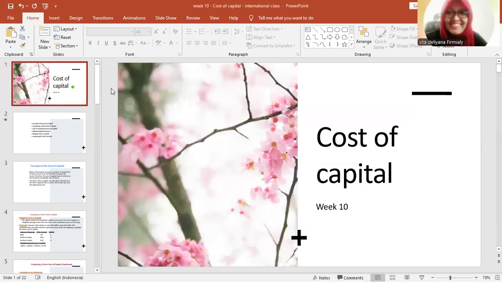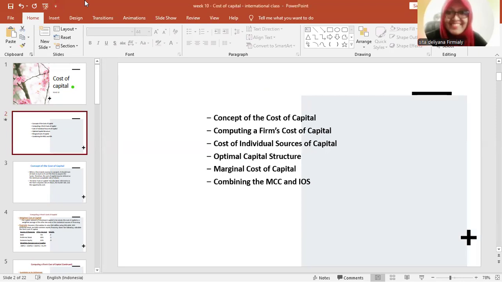Today I'm gonna talk a little bit about the cost of capital. There are several topics that I will discuss this week. The first one is the concept of the cost of capital. The second one is how to compute a firm's cost of capital. And then the cost of individual sources of capital, optimal capital structure, marginal cost of capital, as well as a little bit about how to combine the MCC and IOS.